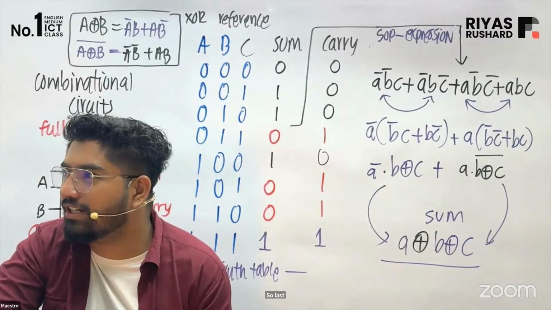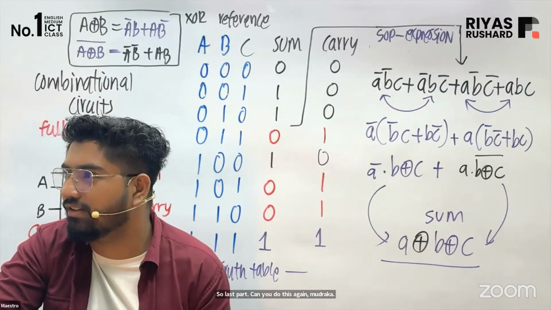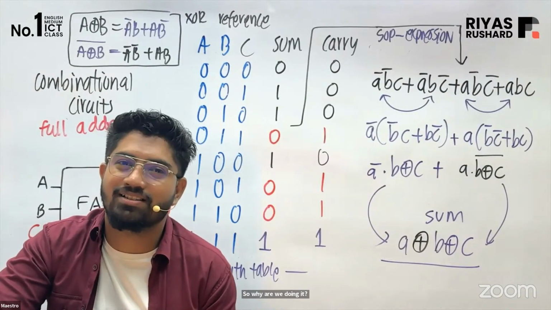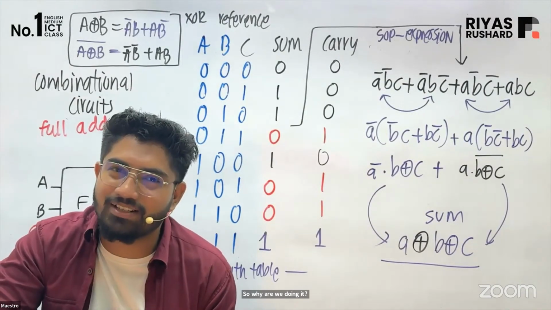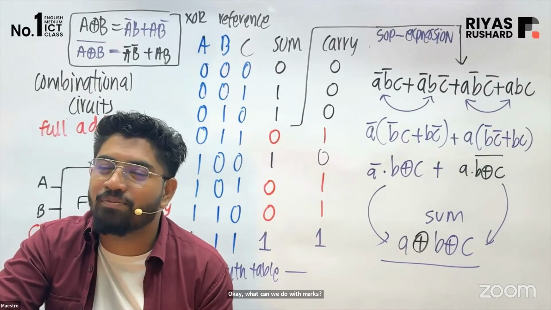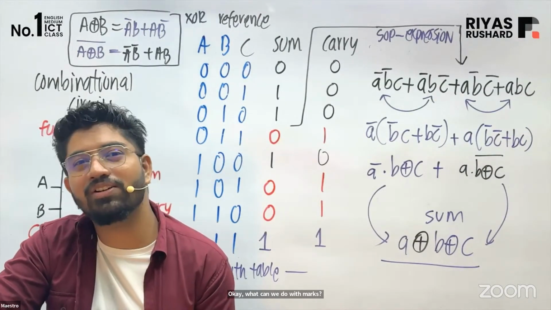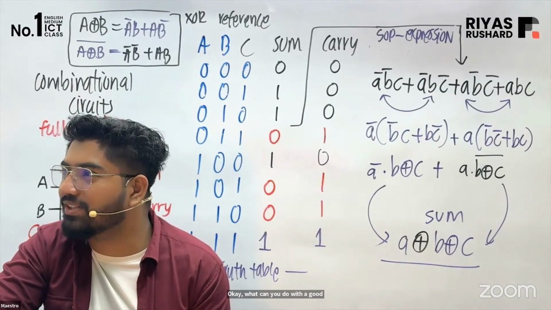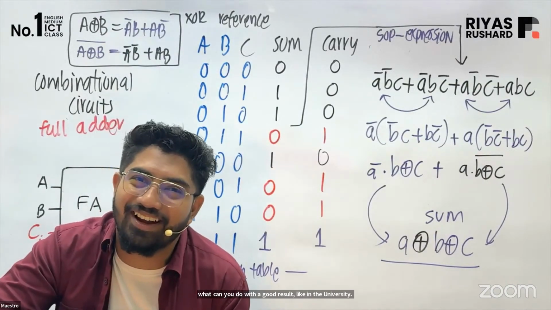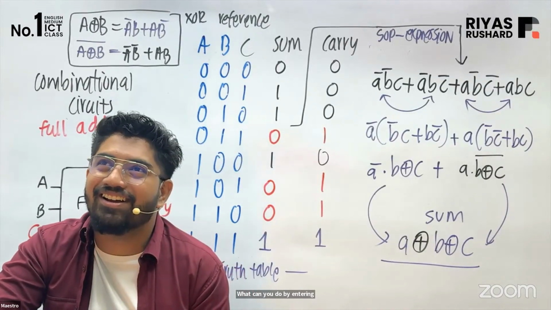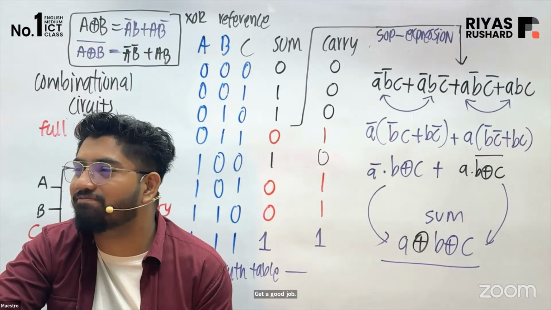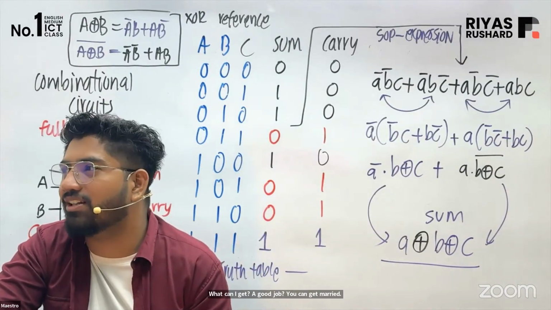Okay, you were not listening, I think. So why are we doing it? Because we have to get marks. What can we do with marks? You will get a good result. What can you do with a good result? You can enter university. What can you do by entering university? You can get a good job. What can I do with a good job? You can get married.